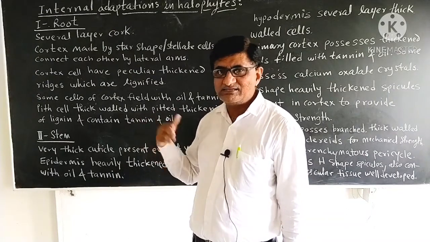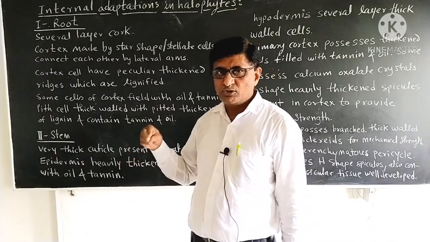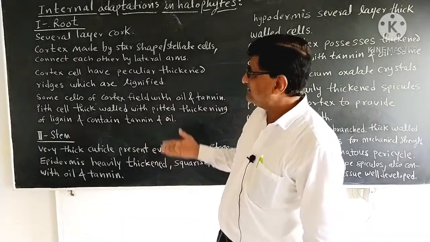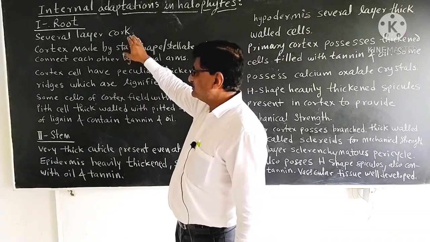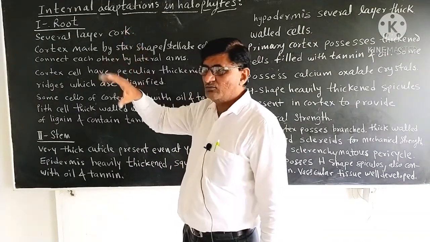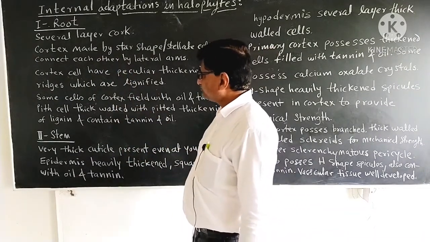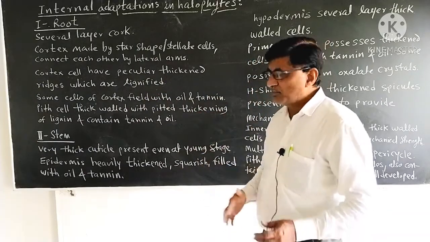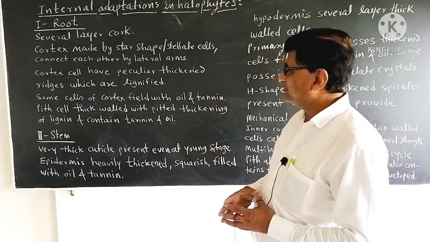Many layers are developed because most of the layers get peeled off and new layers are added by the cork cambium cells, and that's why we can see several layers of cork developed at the periphery of a root. Then the cortex of a root is also divided into outer cortex and inner cortex, and we can see several layers of cortex.